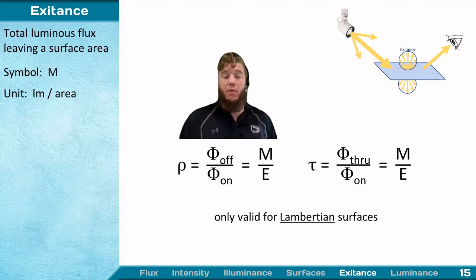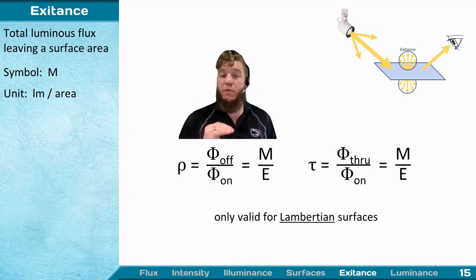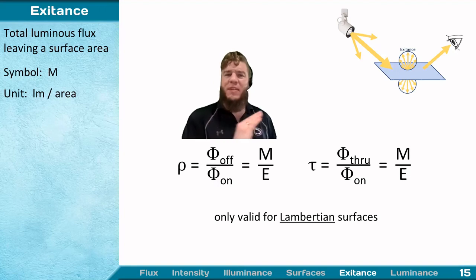Now we can also think of this in terms of the total lumens off of a surface over the total lumens on a surface. So this is basically the same ratio as M over E.